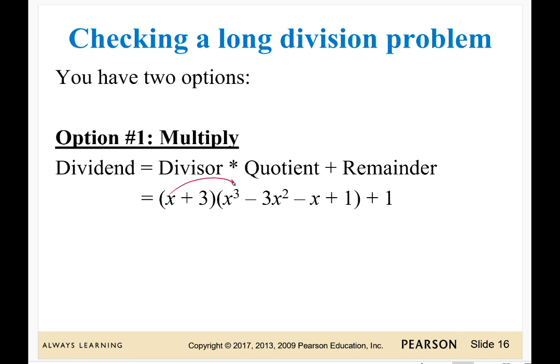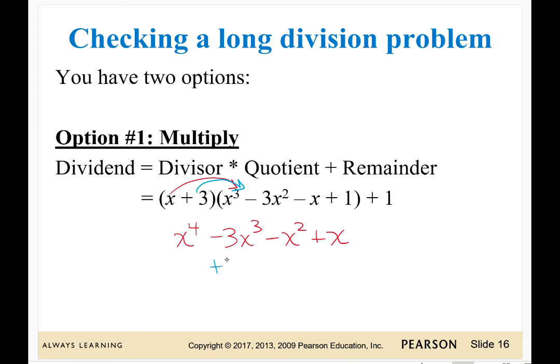So I'm going to take x times all this stuff first, which would give me x to the 4th minus 3x cubed minus x squared plus x. And then I'm going to add to that when I take the 3, I'll do that in a different color, 3 times all that stuff.